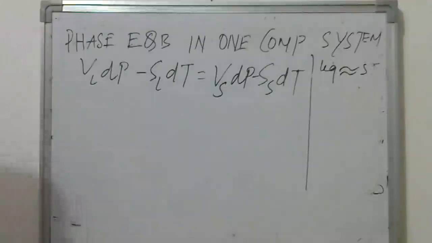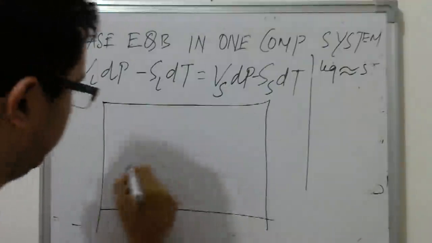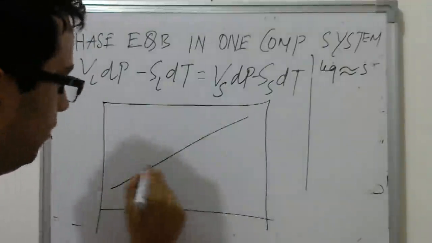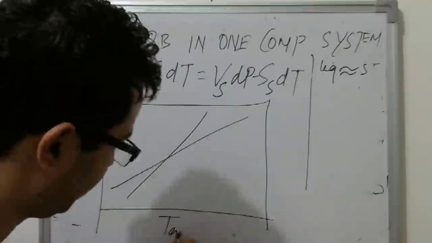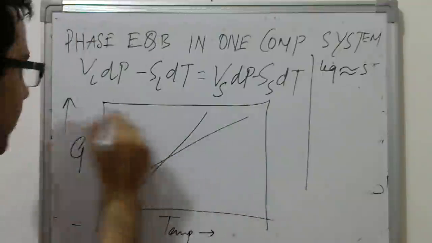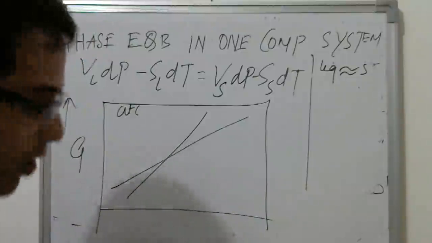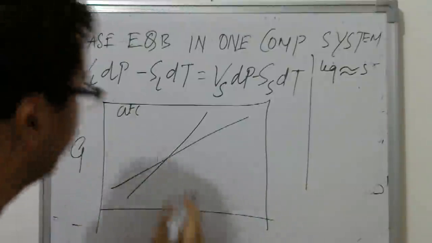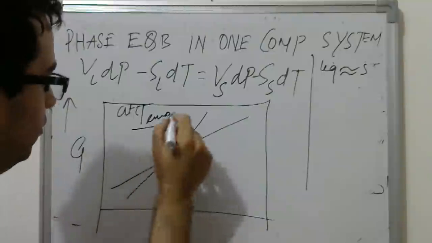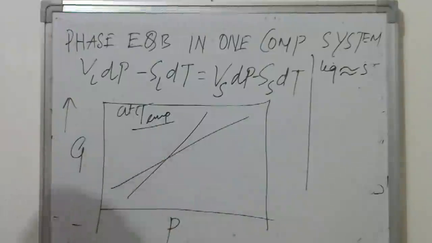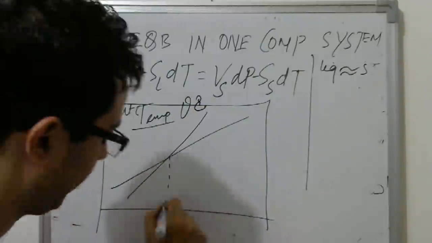At this point of time, I just want to draw one graph. Please note it. This is G, and this is pressure, at constant temperature. Let's say 0 degrees centigrade. This is 1 atmosphere.